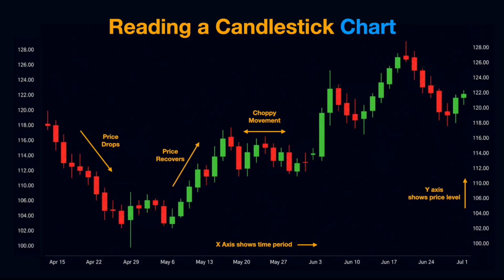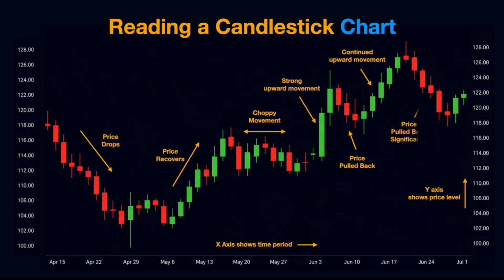Near the beginning of June, we see a stronger upward move. A large green candle pushes the price higher, showing stronger buying momentum. After that breakout, the price pulls back slightly, but then it continues moving upward again. By mid to late June, the price reaches its highest area near 126 to 128.